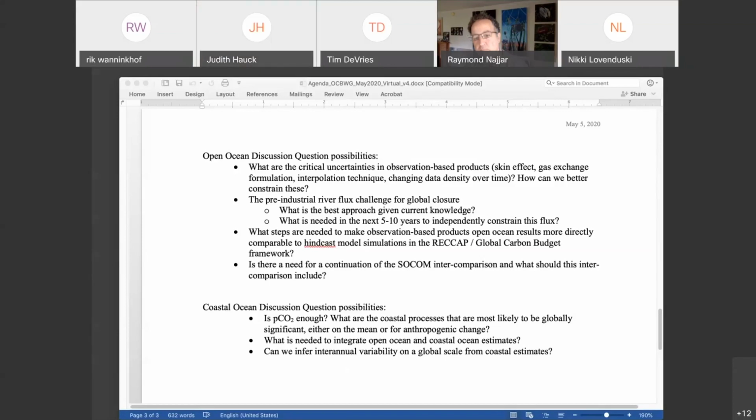Okay, the other topic that we were going to talk about, going back to the open ocean, that I didn't rehash here, was the potential to think about what's happening with COVID. Are there any interesting things that we should be doing or trying to say about that, with the cuts in emissions and the potential impact on the ocean sink?